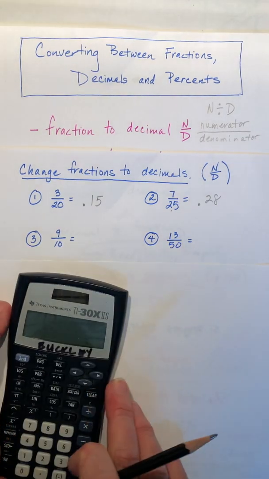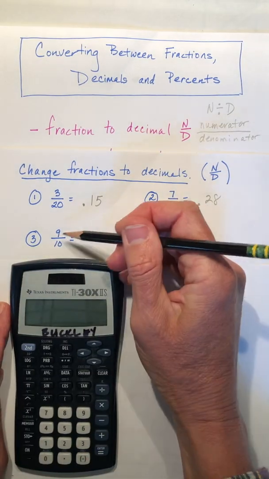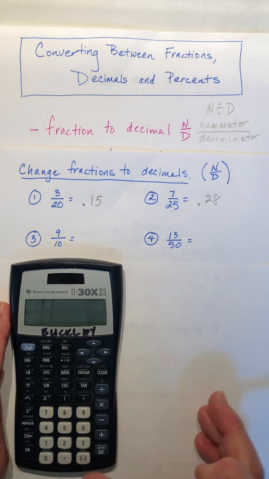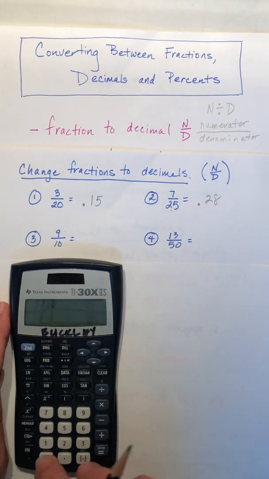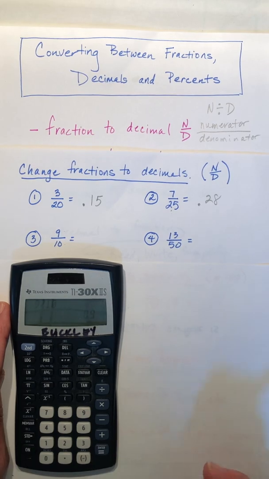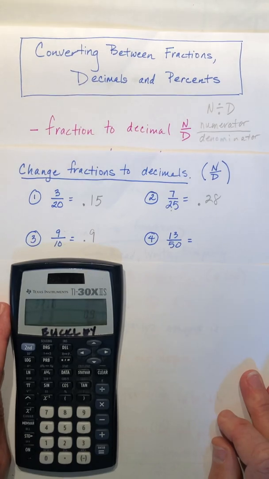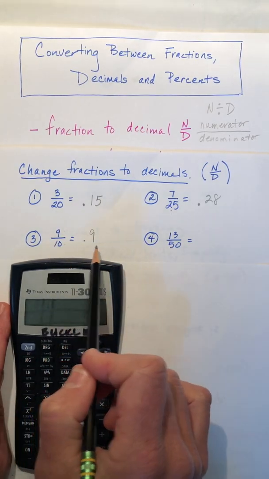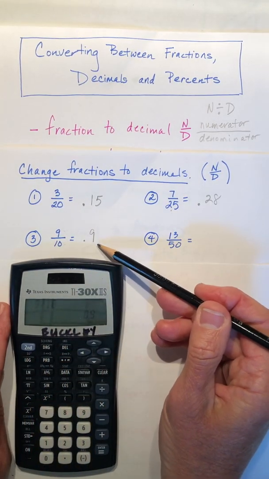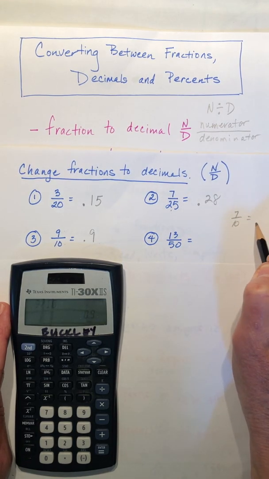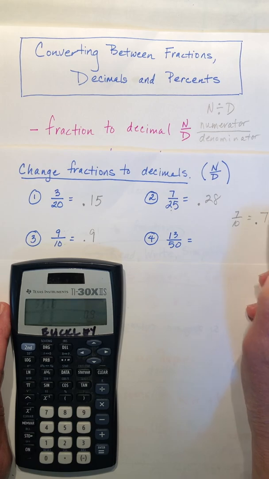Let's take a look at 9/10 now. So again, I'm starting with my numerator and dividing it by the denominator. So it's 9 divided by 10 equals 0.9. There we go. 9/10 equals 0.9, of course. Remember, if I've got 7/10, we write that as 0.7.